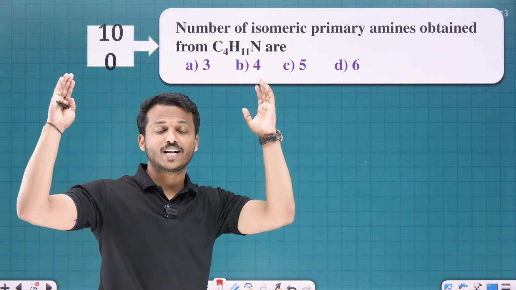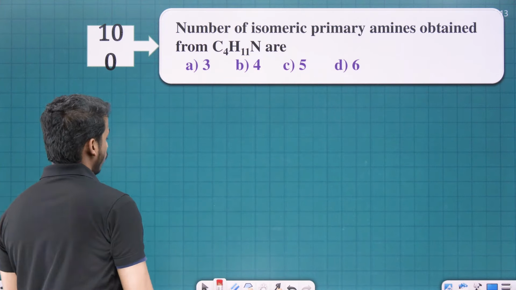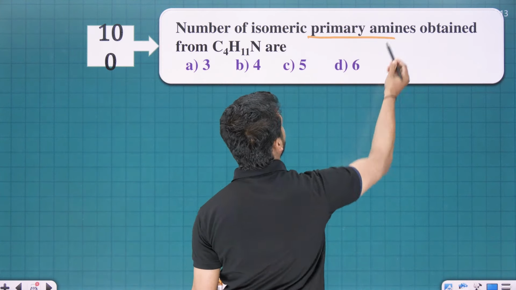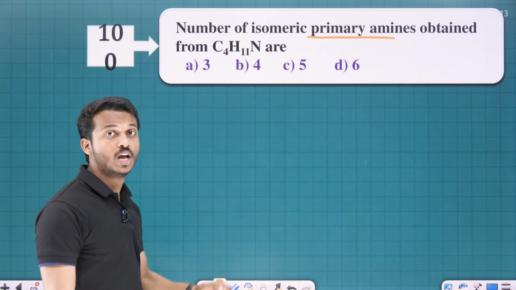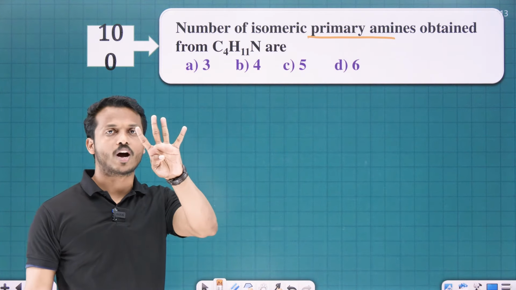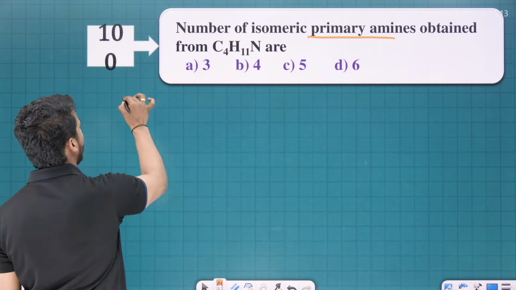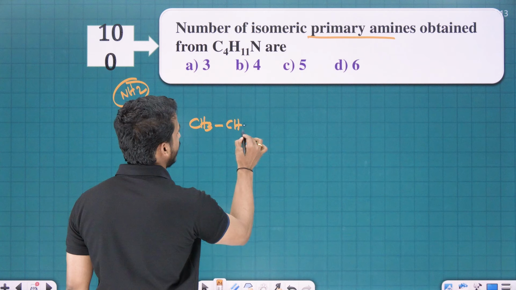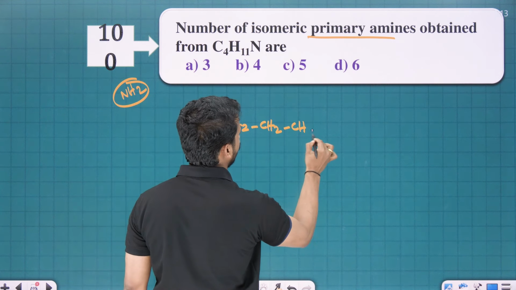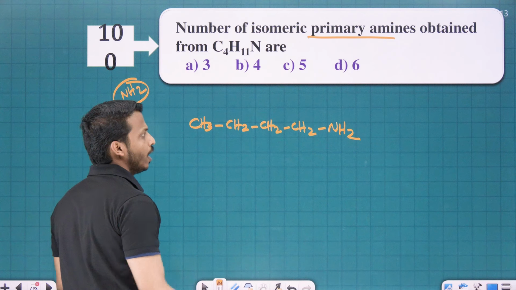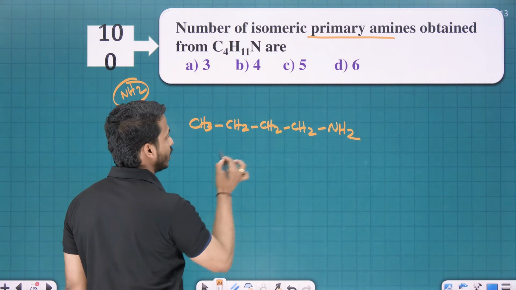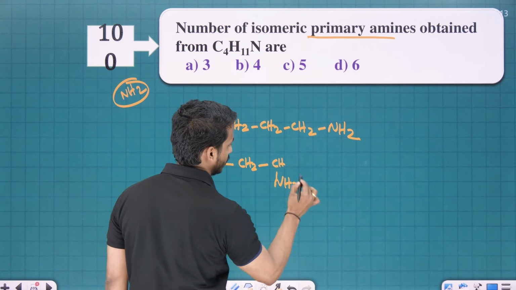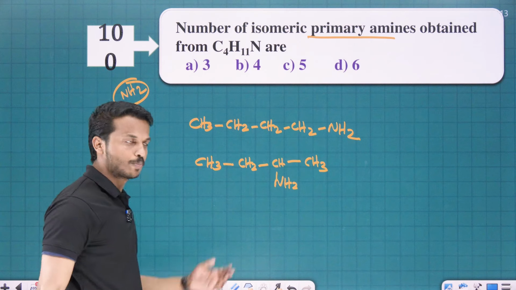Now our last question, the 100th question. What is the number of isomeric primary amines obtained from C4H11N? Overall 4 carbons. How many primary amines are possible? A primary amine should contain an NH2 group. First one is CH3, CH2, CH2, CH2, NH2. This is butanamine, right? Let me place NH2 on the second carbon: CH3, CH2, CH, NH2, CH3. Butan-2-amine. This is a primary amine.